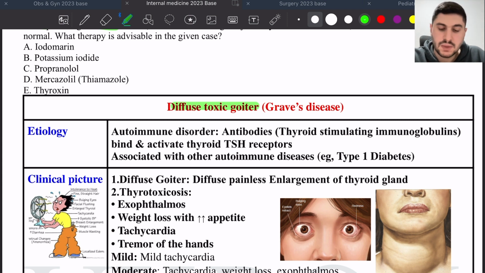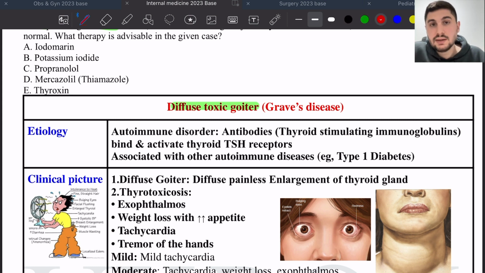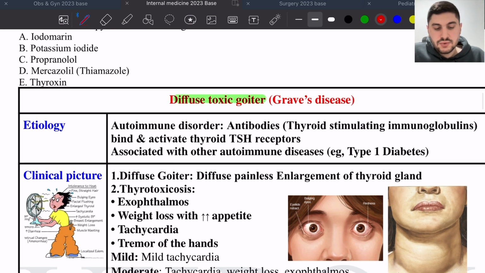Diffuse enlargement of the thyroid gland with exophthalmos and weight loss and excessive sweating is a sign of Graves' disease or diffuse toxic goiter. This is a disease of the thyroid gland, the gland present in the neck, and when it increases in size and releases a lot of thyroid hormone due to autoimmune etiology, then it's called diffuse toxic goiter. From its name, it's diffuse, so we have diffuse enlargement of this gland. It will be diffusely enlarged. It's toxic, so it's releasing a lot of thyroid hormones, and goiter means enlargement of the thyroid gland.